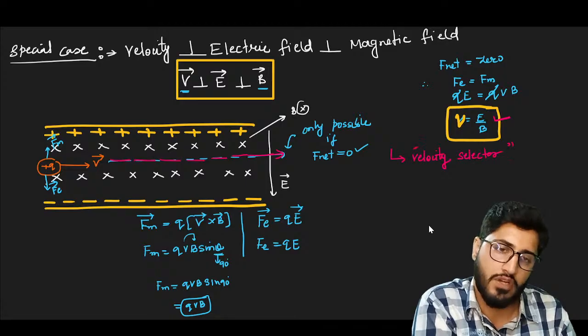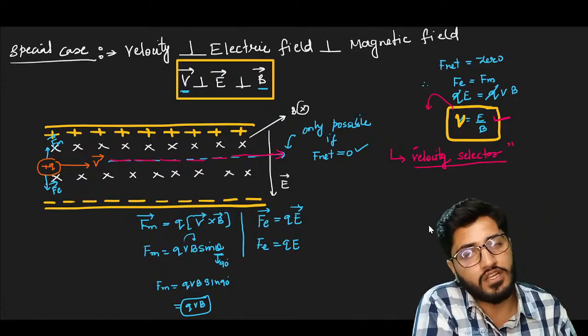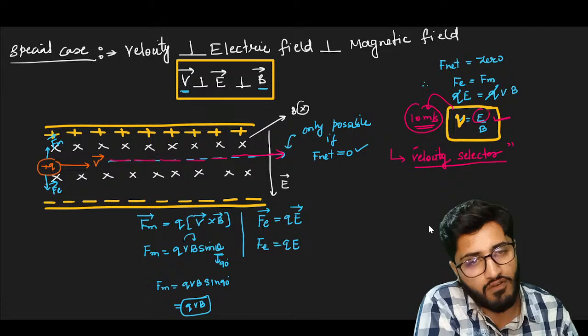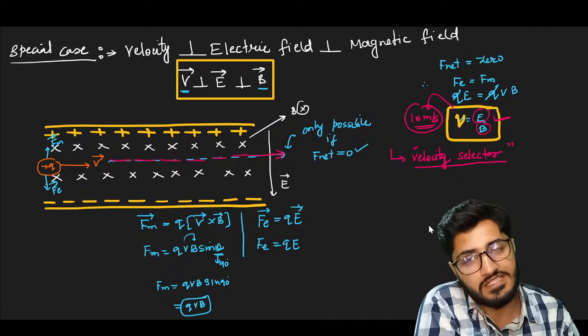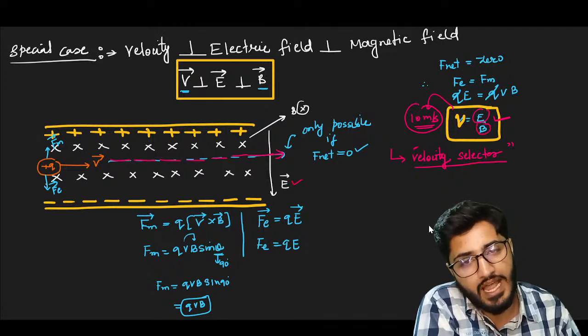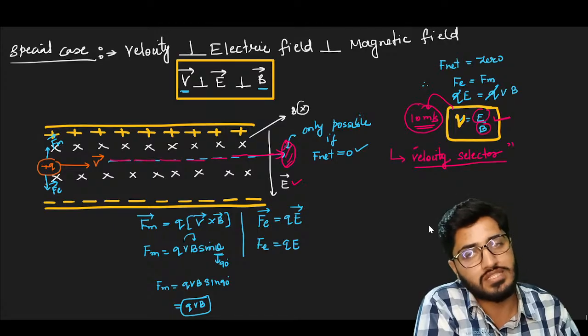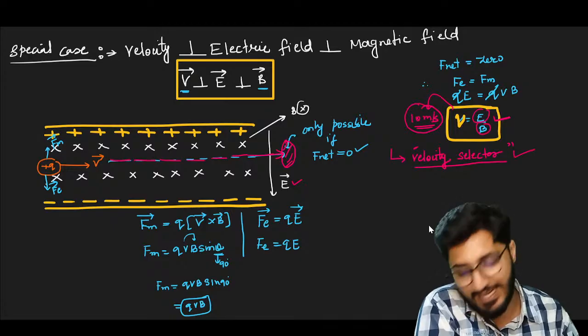Why? Because suppose I need a velocity of 10 meters per second. To get this fixed, I need to set the values of E and B. Then I will get only those particles undeviated, undeflected, whose velocity is 10 meters per second. So this topic is known as velocity selector.